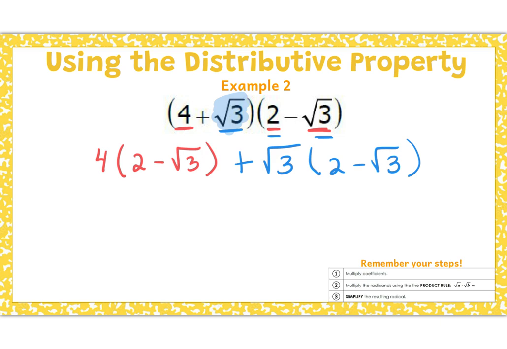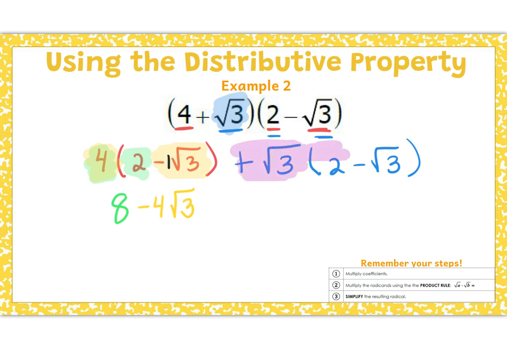So then we're going to multiply. So 4 times 2. That's going to give us just 8. But then we're going to multiply 4 times square root of 3. Well, I need to multiply the coefficients first. So that is an invisible 1. So 4 times negative 1 is negative 4. And then I'm going to multiply the radicals, which is just square root of 3 because there's no other radical left. I'm going to do the same thing now with my second problem.